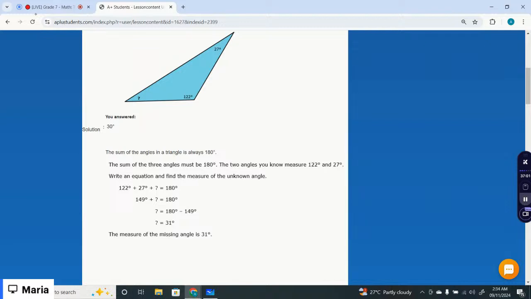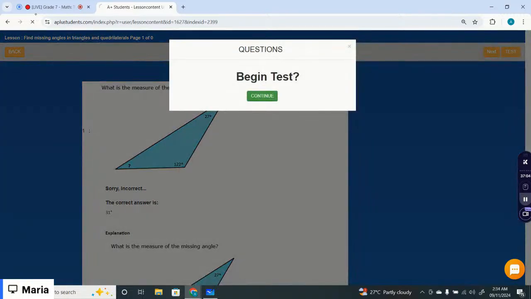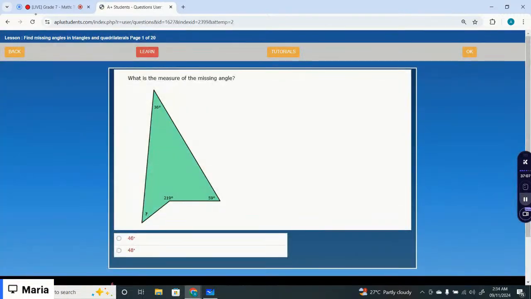Let's just start with the test questions. What is the measure of the missing angle? So add the angles, that's a four-sided shape. So the sum of all the angles must be 360 degrees, right? So let me just add 219 plus 59 plus 36. And you need to subtract 314 from 360 degrees because that is a four-sided shape. So you are left with 46 degrees.